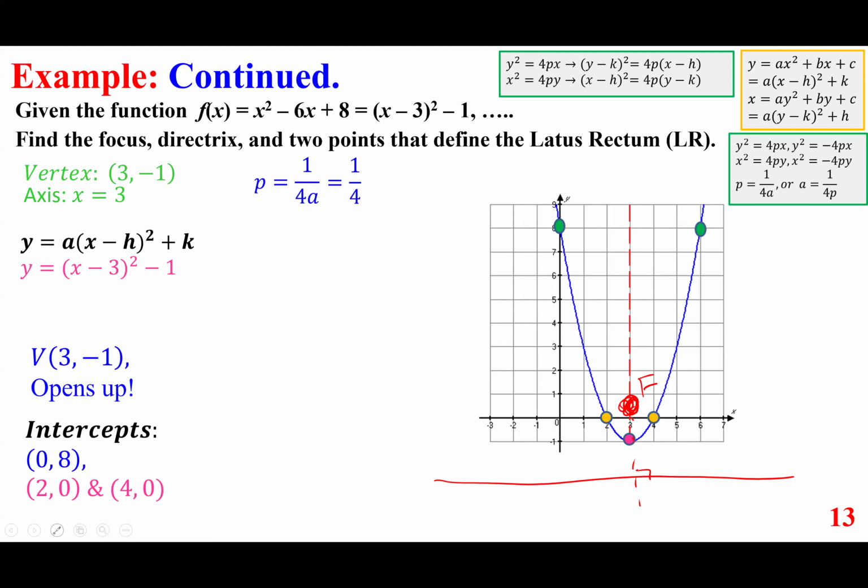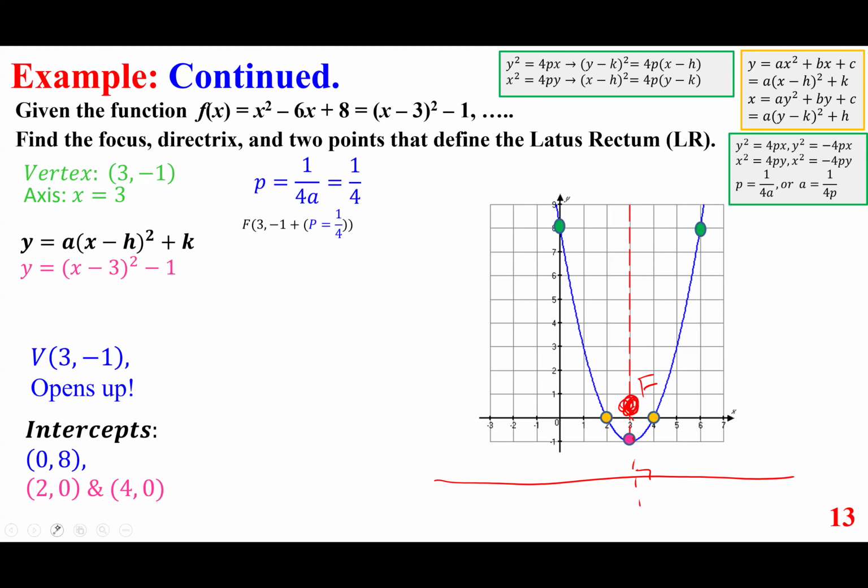Let me erase my work. So we know a location for each one. We just don't know the number, but I just mentioned what happens here. So the focus would be having the same coordinates as the vertex. Let's go back to the vertex. As far as the x coordinate, it is going to be the same. As far as the y coordinate, we are going to add the focal distance to it.